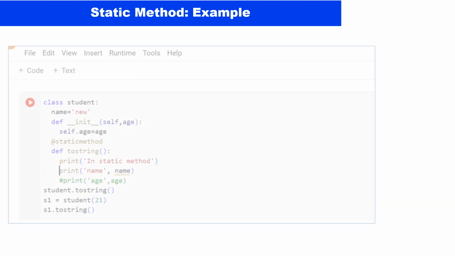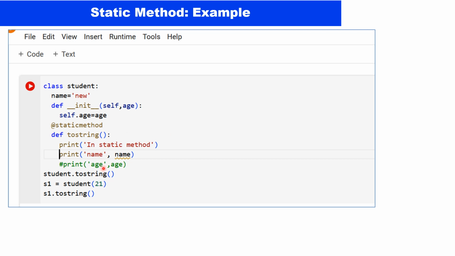Now let us look at an example of a static method by using a class named Student. Here we are defining a class named Student, and here name is initialized to be new. Here name is a class variable because it is defined outside the constructor and outside of all the instance methods. That is why it is a class variable. Next we are defining a constructor for initializing the value of age. So here we are writing self.age equal to age.